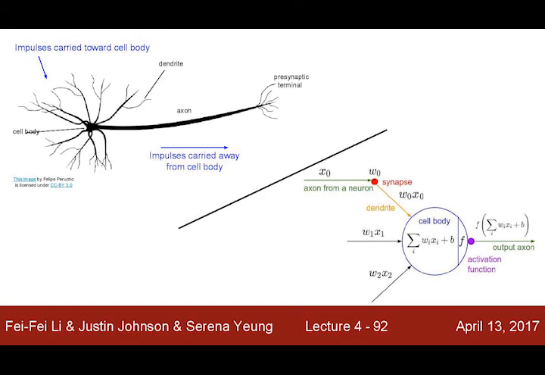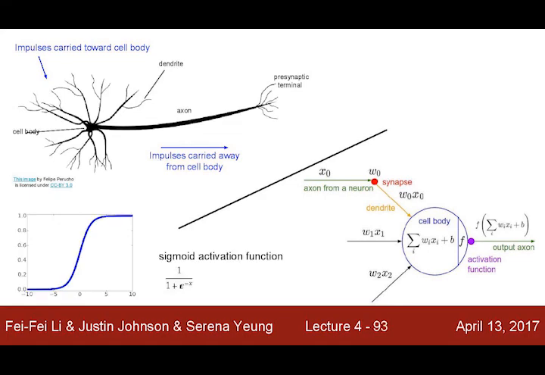여기서 X0는 액손을 통과해서 프리시냅틱 터미널에 다다른 신호입니다. X0는 시냅스에서 웨이트 W0가 곱해지고 덴드라이트를 거쳐서 셀 바디에 전달됩니다. 셀 바디에는 여러 개의 덴드라이트가 연결되어 있기 때문에 이를 식으로 표현하면 시그마 WI XI 플러스 B가 됩니다. F는 이에 대한 액티베이션 펑션으로 아웃풋을 만들어냅니다. 본 사례에서는 시그모이드 액티베이션 펑션이 사용되었는데 1 나누기 1 더하기 e의 마이너스 X승입니다.